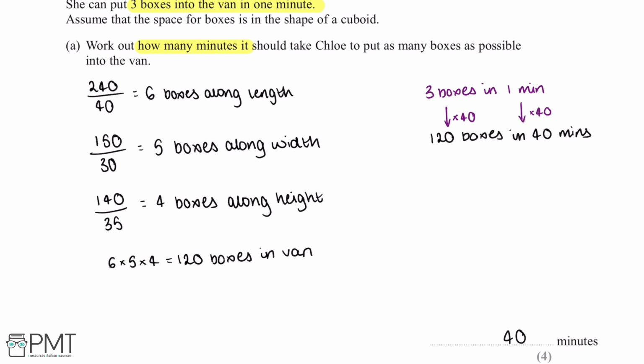Now this question's worth 4 marks. We get our first mark for working out how many boxes will fit along one of the edges. Our second mark for working out the total number of boxes which will fit into the van. Our third mark for working out how many minutes it will take to put these boxes into the van. And our fourth mark for the correct answer.